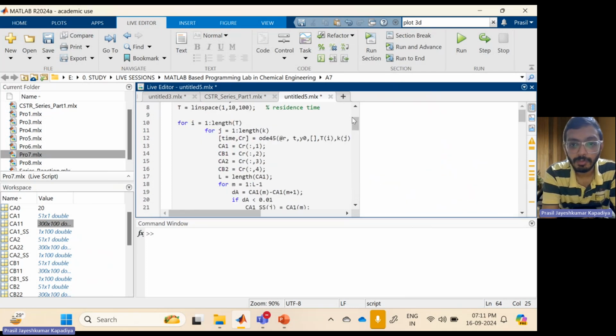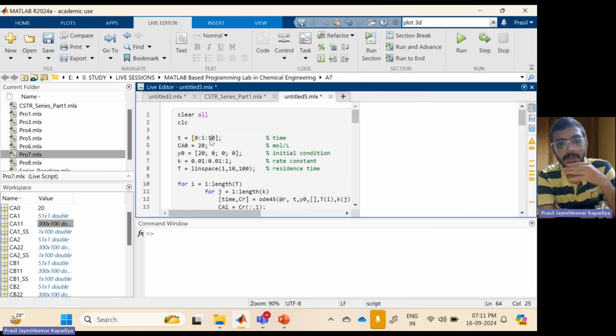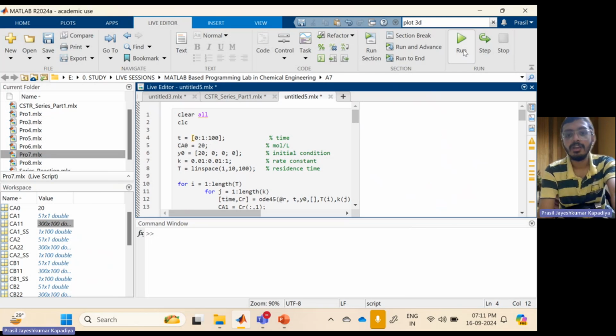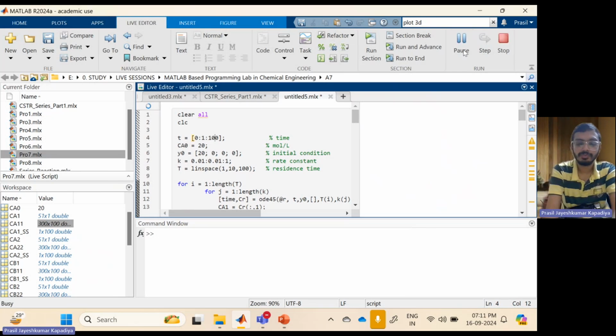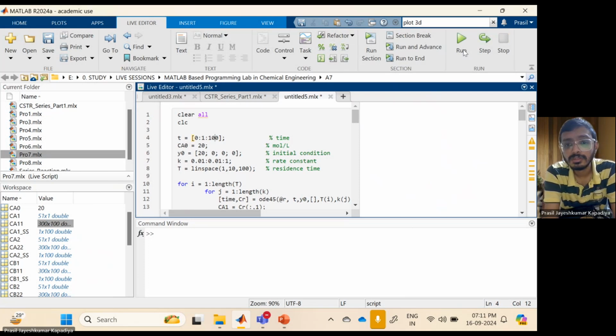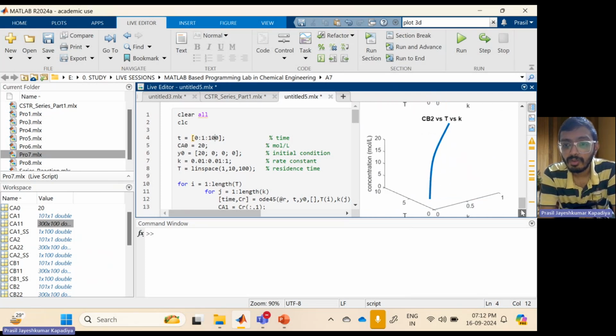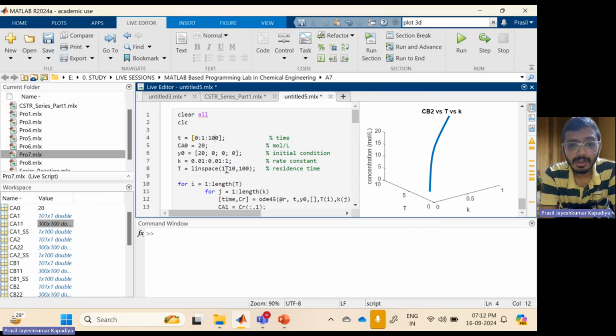What further we can do? We will obtain more number of data points. Let's see, I'm increasing it from 50 to 100. Okay, so it will take some more amount of time to run the code. You can clearly see it's taking longer. Okay, let it load. Yeah, so we have now time is more, but this k and tau are same.